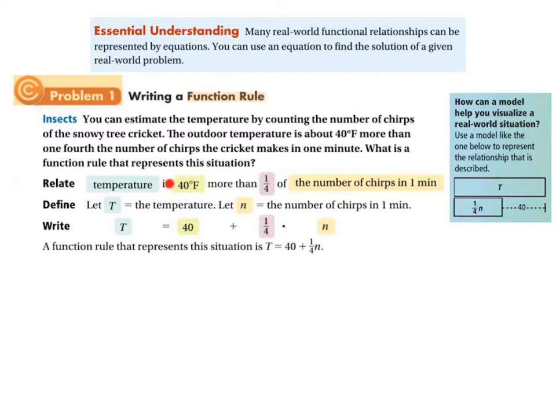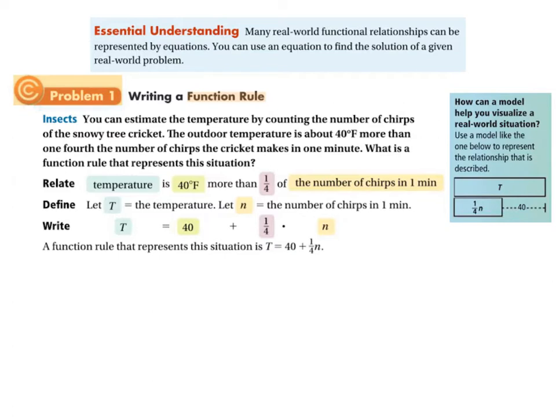The temperature is 40 more than, and remember with 40 more than, we're going to have a plus 40. 40 more than 1/4 of this thing that varies. The number of chirps that the cricket makes in a minute varies, right? And so that's a variable value that we're going to call n. And you take 1/4 of that number, add 40, and you'll know what the temperature is, okay? So this is the function rule. Temperature is equal to 40 more than 1/4 the number of chirps. Got it?